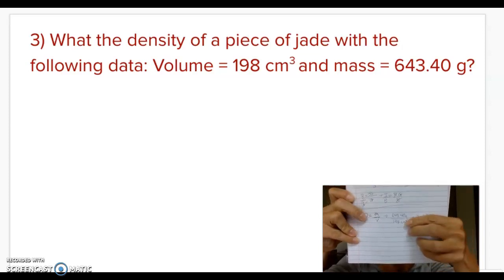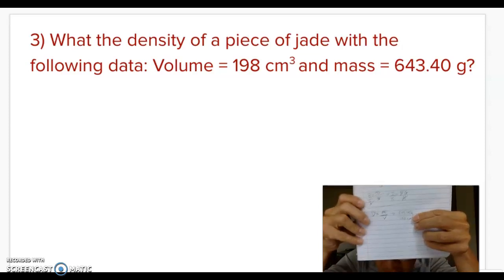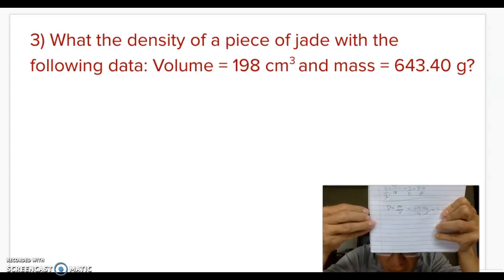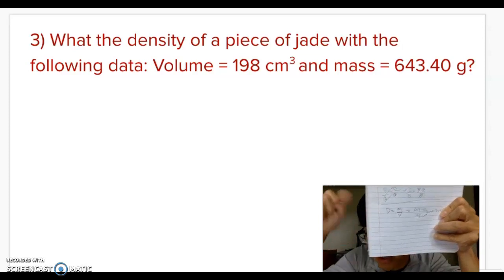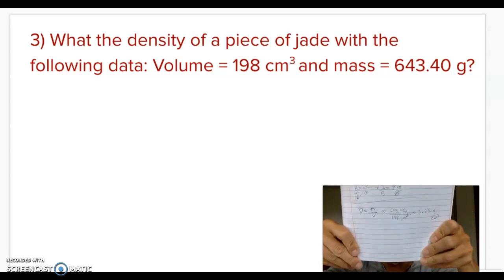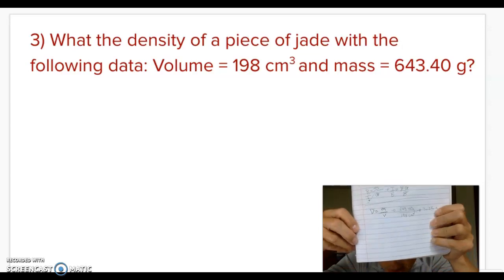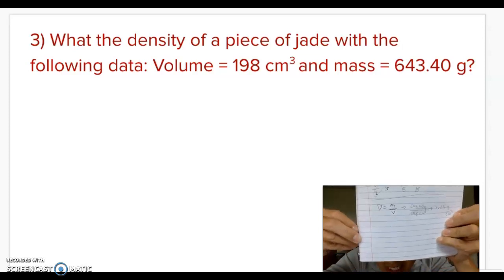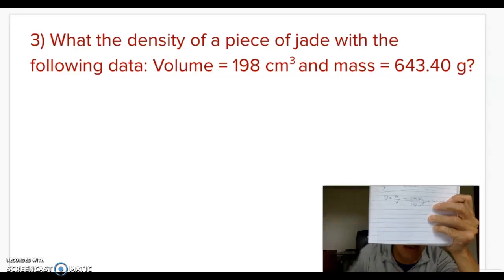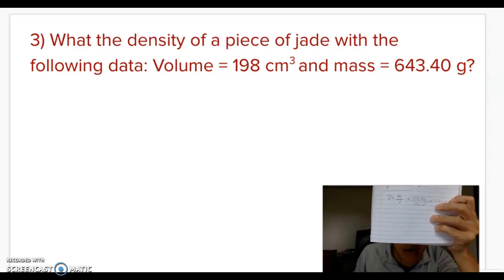But because I have 5 digits and 3 digits, my least accurate number is only 3. So my answer can only have 3 digits. That's why I rounded 3.249 something into 3.25. And then don't ever forget about your unit. In this case, nothing cancels out. So the unit left over is grams over centimeters cubed, because density is mass divided by volume. So always watch out for sig figs, the number of digits that you can keep appropriately when you multiply, divide. And also watch out for units.